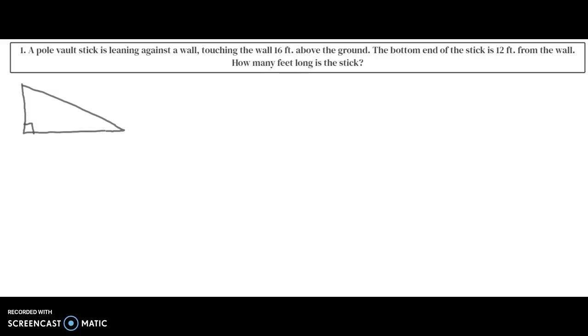So let's continue with number 1, shall we? Which states, a pole vault stick is leaning against a wall, touching the wall 16 feet above the ground. The bottom end of the stick is 12 feet from the wall. How many feet long is the stick?